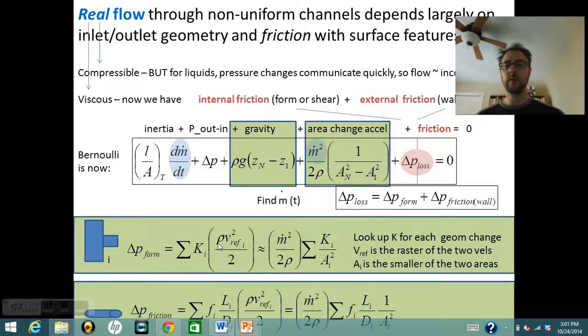And it comes in with a kinetic energy. So we have what would be mv squared over 2, but we're dealing with the density here in our equation, so we have rho v squared over 2. And then we have that multiplied by the coefficient k, which helps us determine the form loss. And k is dependent on what the specific geometry change is. So this is something we can generally look up in a table for different types of geometry changes.